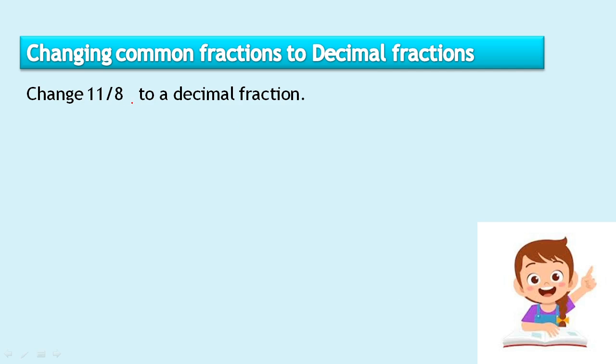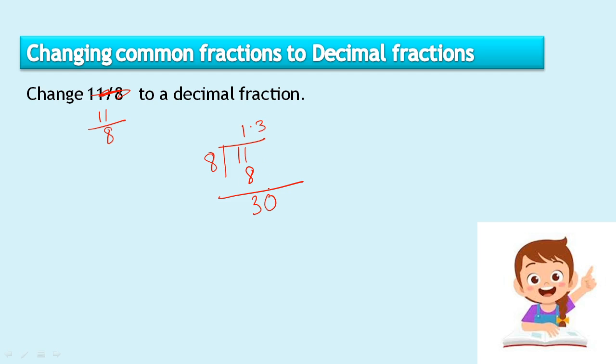Now the last one, change 11 by 8 to a decimal fraction. 11 by 8 is a fraction only. For that, very simple, you divide 11 by 8. 8 1s are 8, 3 will remain. Now you need not stop here. You can put a point here so that it becomes 30, because putting a point will give you a 0 at the remainder, so it becomes 30.